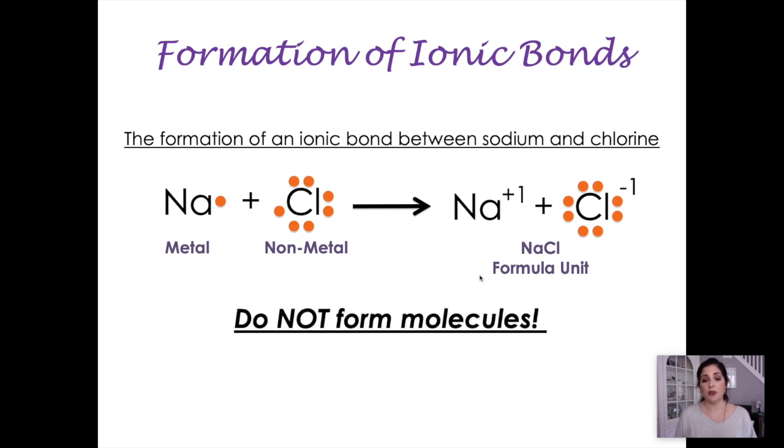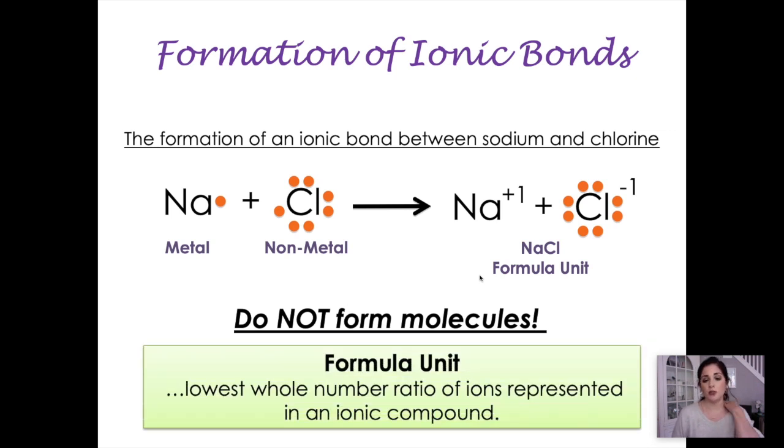And again, these are not going to form molecules, like we said, because molecules want to share their electrons, and these are not sharing their electrons at all. But a formula unit is a lowest whole number ratio of ions that are represented. So basically, every one sodium atom will transfer its one electron to one chlorine atom. Thus, the ratio of sodiums to chlorine atoms in an ionic structure is 1 to 1. Thus, the formula unit is NaCl in a 1 to 1 ratio.